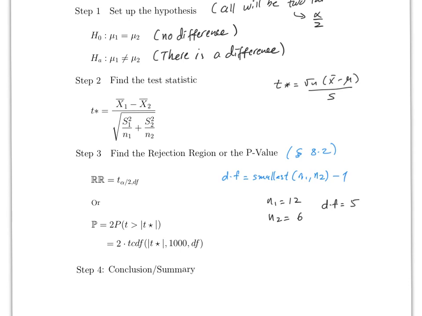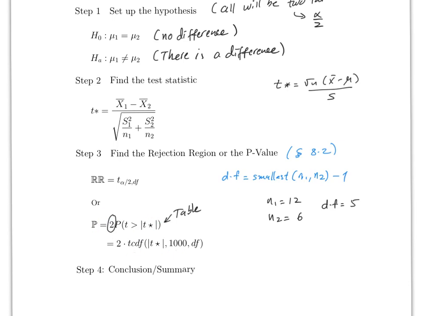Now the p-value is the same as before. Since this is two tails, you multiply by 2. You can use a table and approximate with a table, or you can use a calculator. This is the command that will give you the precise value. Remember, this is an approximation. This is the exact value.